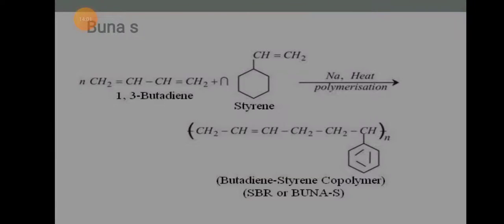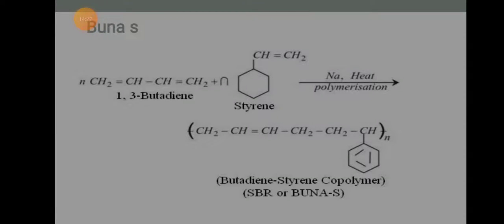If you start with 1,3-butadiene and styrene, in the presence of sodium and heat, polymerization happens, and butadiene styrene copolymer will form, and this is called SBR. Why SBR? Because this is styrene butadiene rubber, also known as Buna-S.